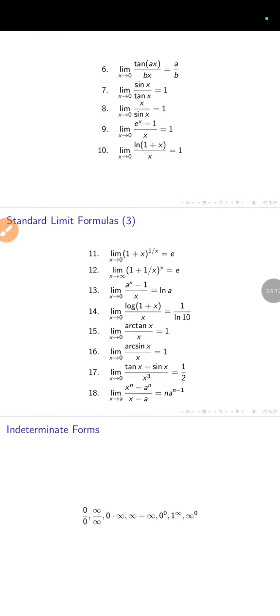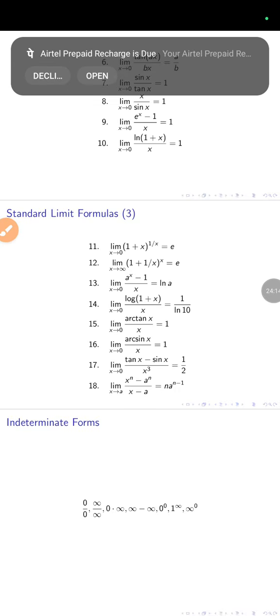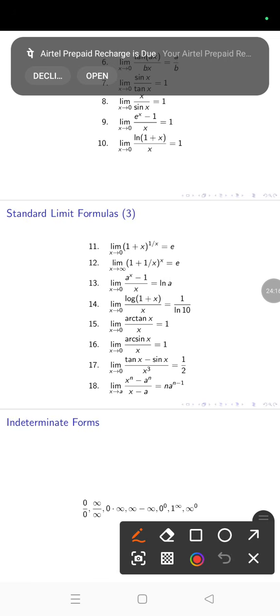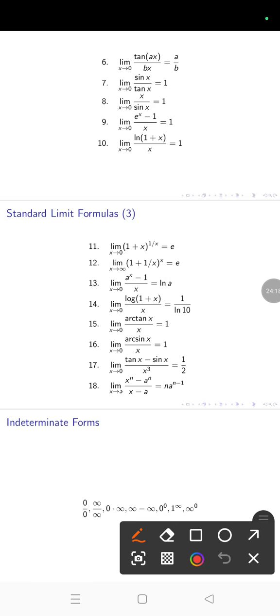Now some other formulas: limit x tends to 0 sin inverse x by x and tan inverse x by x, both are equal to 1. And another important formula is this: limit x tends to a, x to the power n minus a to the power n divided by x minus a is equal to n into a to the power n minus 1.